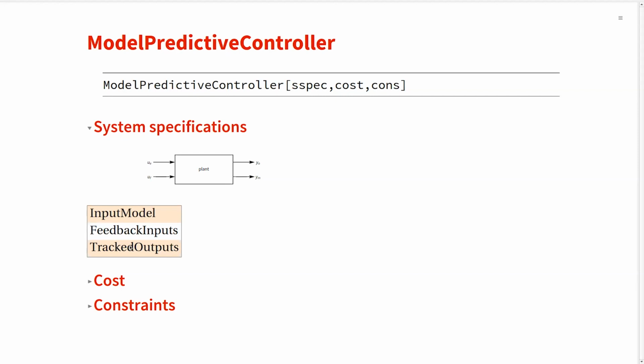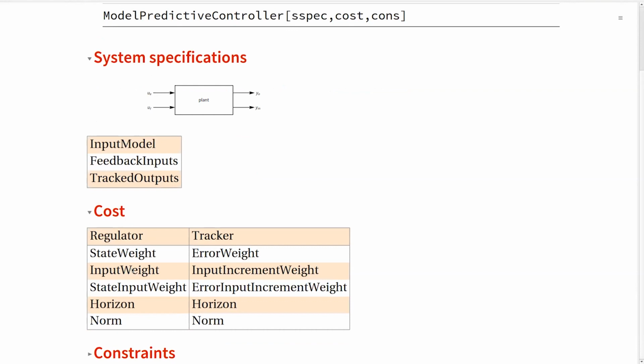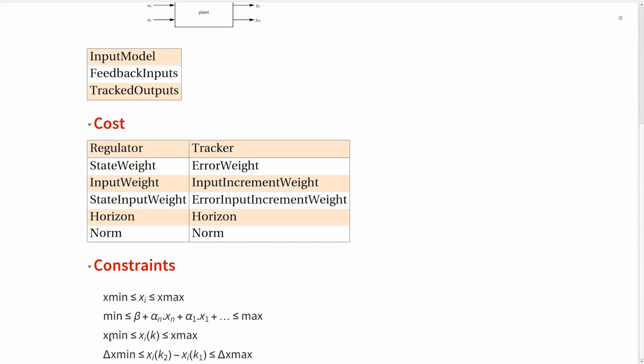If you are tracking, we can say what outputs we want to track. And then depending on whether it's a regulator or tracker problem, these are the keys in the association we use to specify these parameters. This will become clearer when I show the examples.